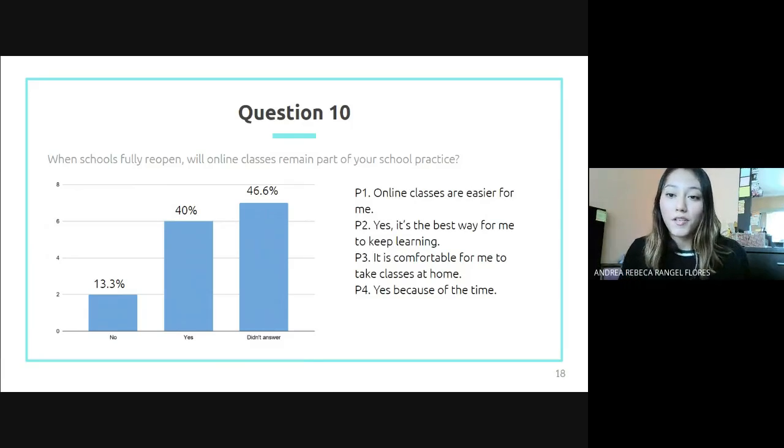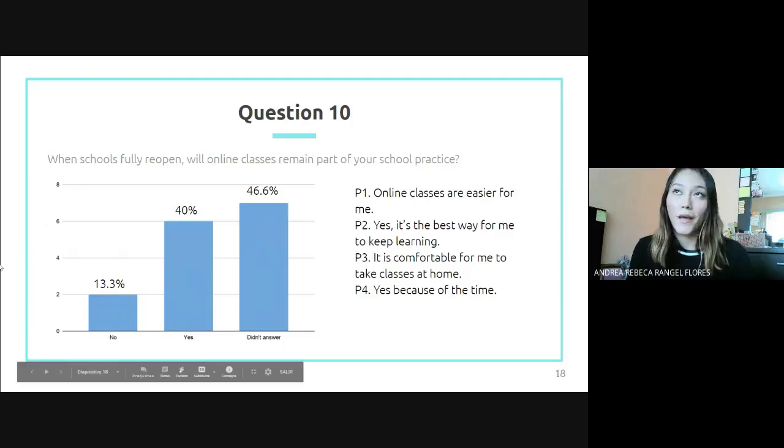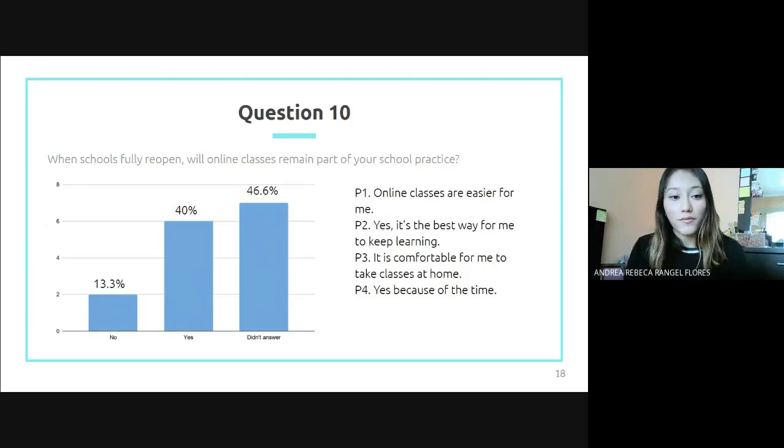And student number 2, yes, it's the best way for me to keep learning. Student number 3, it's comfortable for me to take classes at home. And student 4, yes, because of the time. And this relates to their age and their capacities of work, or if they have a family, if they had to take their children to school. And yeah, these are the results they gave us.